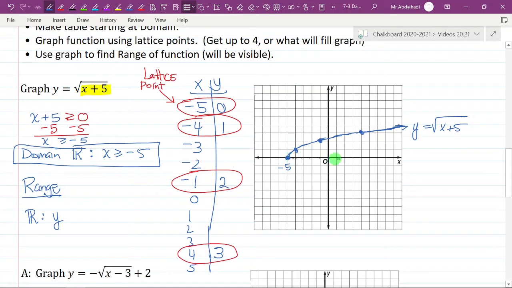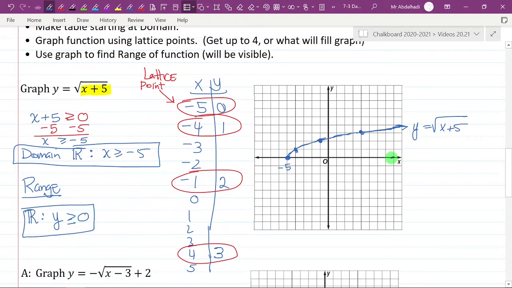But on the y's, we're starting at 0. See, y is 0 here. So y is starting at 0 and it's going up from there, not down. So we say y is greater than 0, or because you can also be equal to 0, y is greater than or equal to 0. So there's your range, and you should do that after you have your graph.